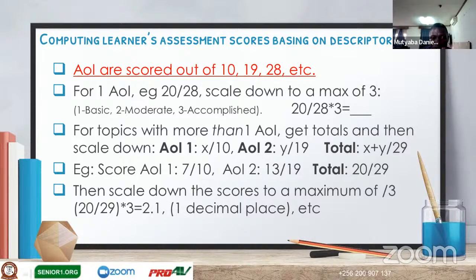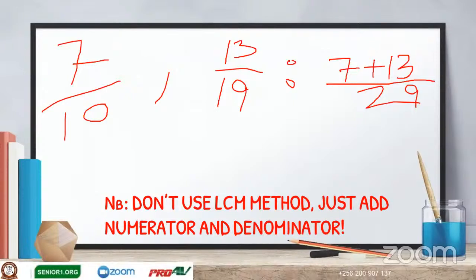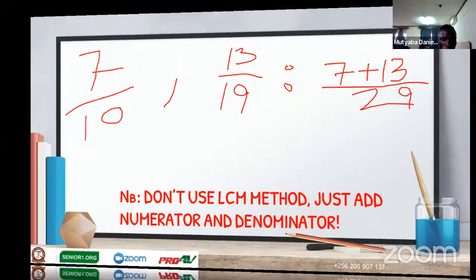Members, are we all there? Do we have anyone who's stuck on this? We are all okay. Great. And here we are saying that if it is 7 out of 10 and 13 out of 19, then we shall get 7 plus 13, which is 20 out of 29. NB, don't use the LCM method, just add numerator and denominator. Members, take note that we add numerators and denominators. Don't look for the LCM of 10 and 19. Just simply add the numerators and the denominators.